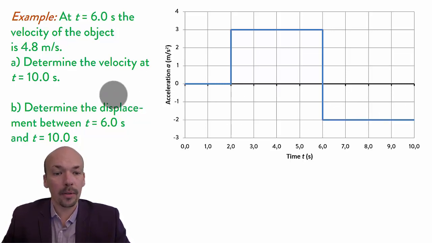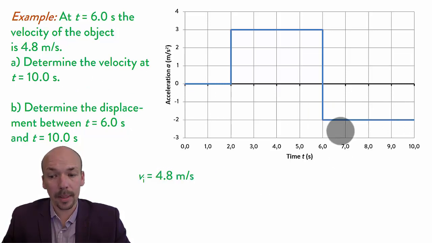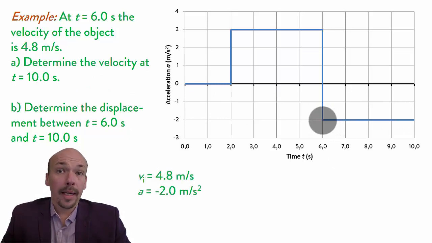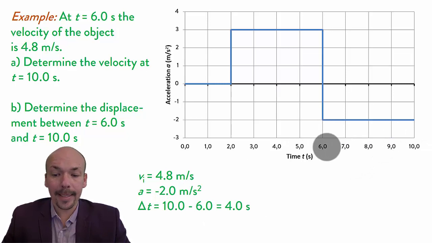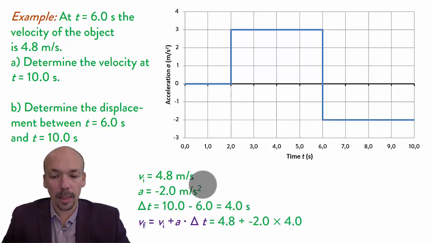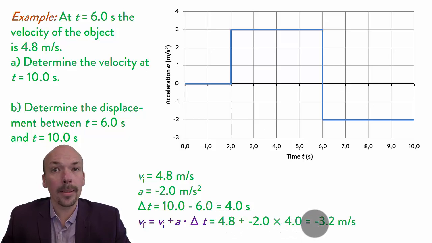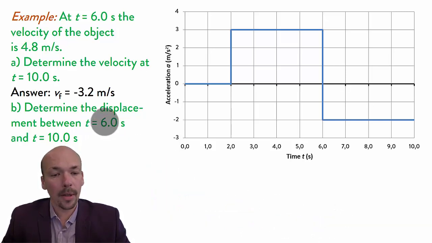Well, first the final velocity. So the initial velocity is 4.8 meters per second, that's here. Acceleration is negative, minus 2 meters per second squared. The time is 10 minus 6, which is 4 seconds. And we just use this equation. We can put our information in, so 4.8 plus minus 2 multiplied by 4 equals minus 3.2 meters per second. So the final velocity is minus 3.2 meters per second.